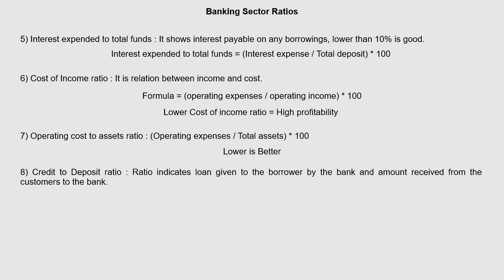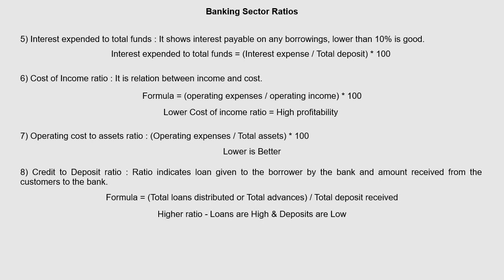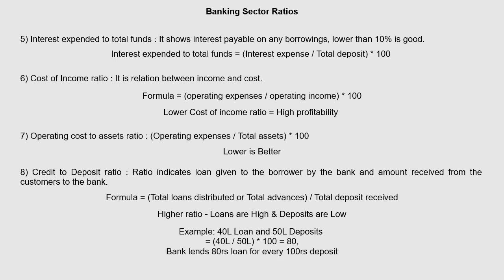Credit to deposit ratio. This ratio indicates the loans given to borrowers by the bank and the amount received from customers by the bank. Its formula is total loans distributed, or total advances, divided by total deposits received. A higher ratio means loans are high and deposits are low. For example, a bank gives loans worth 40 lakh and receives deposits worth 50 lakh. So it will be 40 lakh divided by 50 lakh, into 100. That is 80. That means the bank lends 80 rupees of loan for every 100 rupees of deposit.